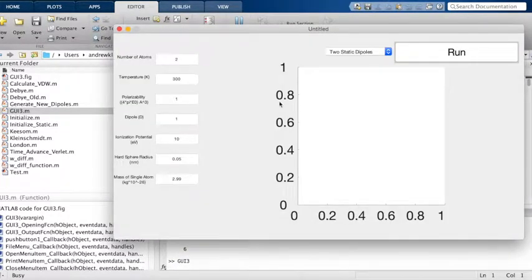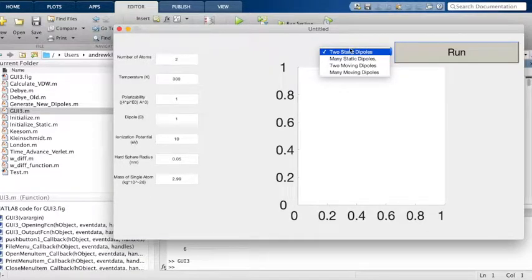What's going to pop up is a screen that should look something like this. You're going to have a bunch of variables on the left-hand side that you're going to be able to change, and then you're going to have a drop-down menu of the different types of simulations that you can run and that you will need to run for the computational assignment.